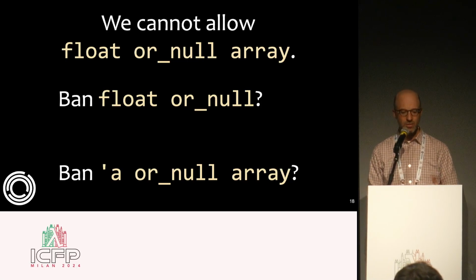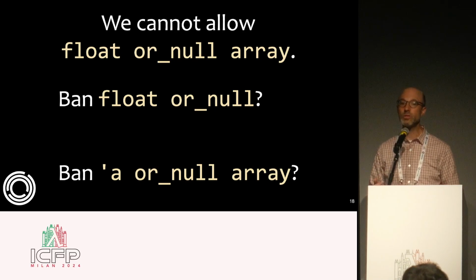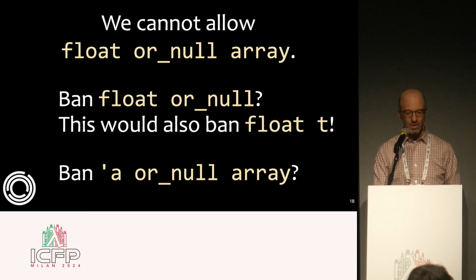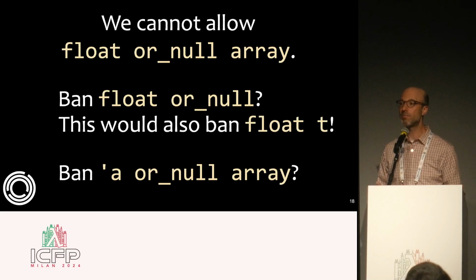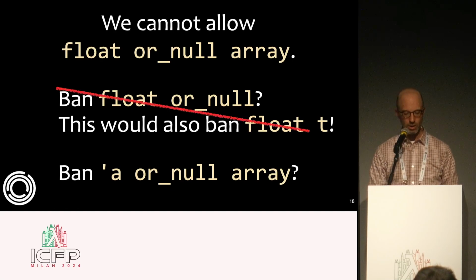Well, if we try to ban float or null, the way to do that is we could just gratuitously label float as a with-null type, and then that would successfully ban float or null. But that's also going to mean that if we have an abstract parameterized type T, it would ban float T. And we think that's going to be pretty painful. So we're not going to do that.